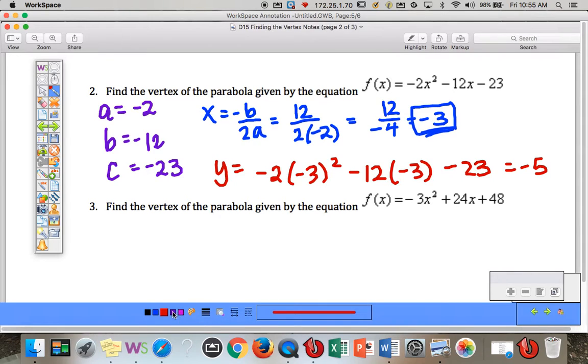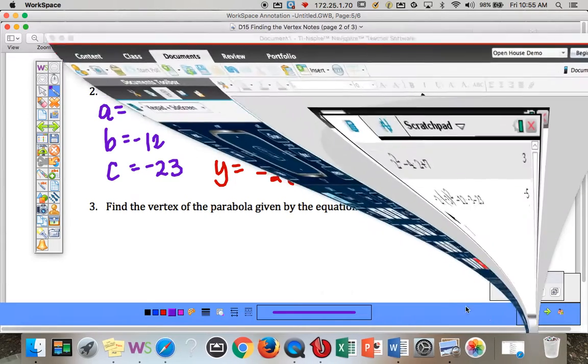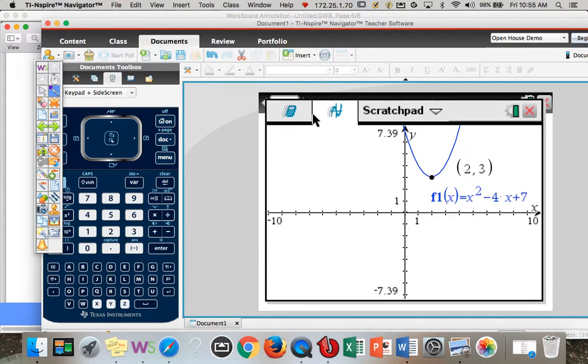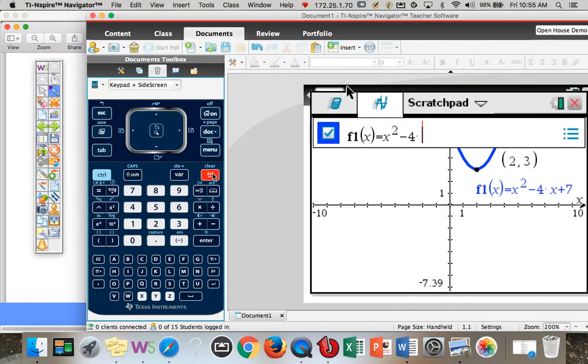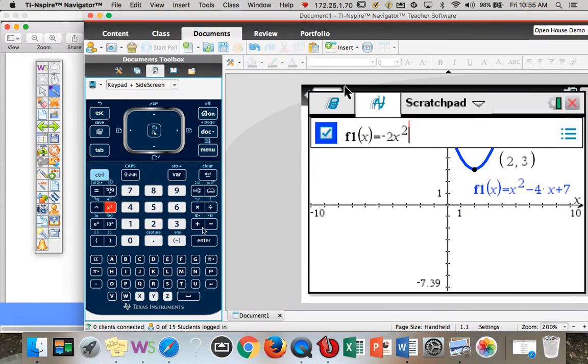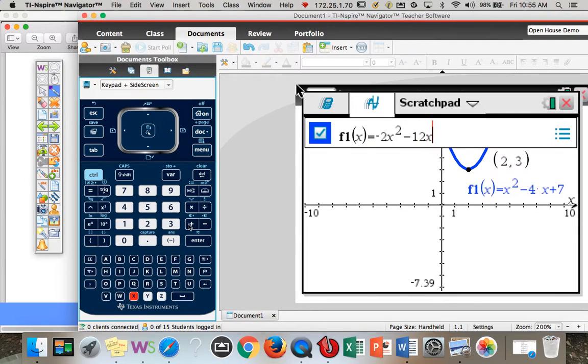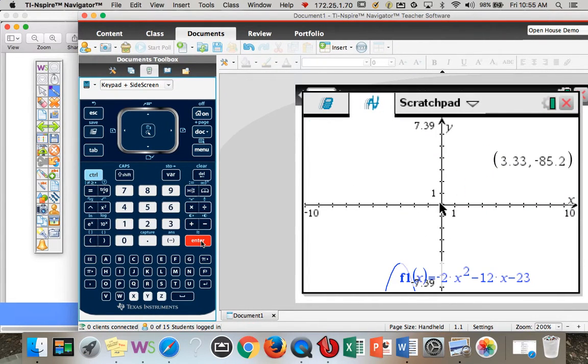So this graph changes direction at the coordinates (-3, -5). Again, if we were to graph this, I can go to Scratchpad here, and I'll hit Tab to go up to my graph. If I type in this quadratic, the equation, -2x squared minus 12x minus 23, it should change direction at (-3, -5), and it does.